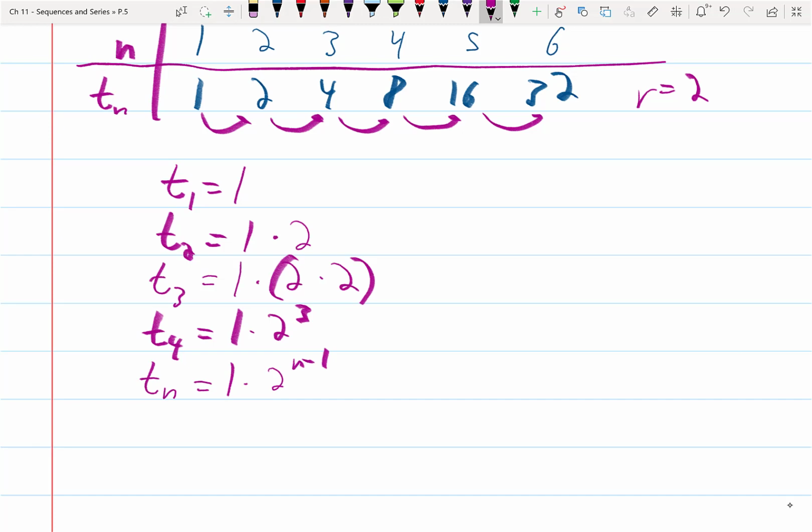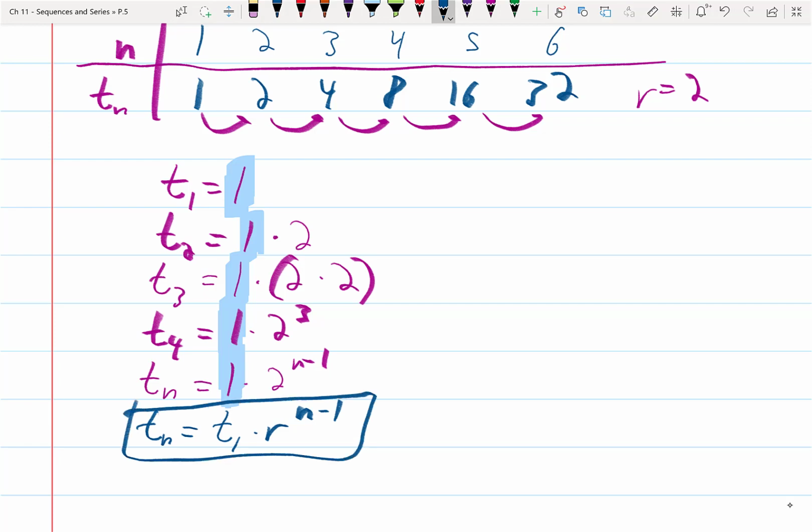Always one fewer. And then where did the 1 come from right here? It was the first term. T of n is equal to T of 1 times, what is 2? It's the r value as well. This is pulling it out because this is the r value, r to the n minus 1. And this is the sequence formula for a geometric sequence. This is the second of 5 formulas you're going to have to memorize.